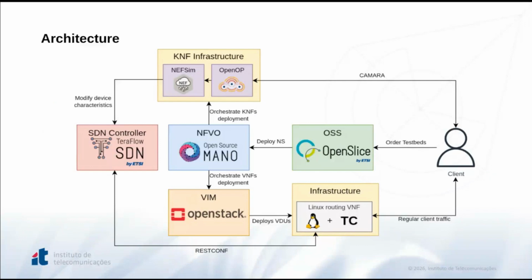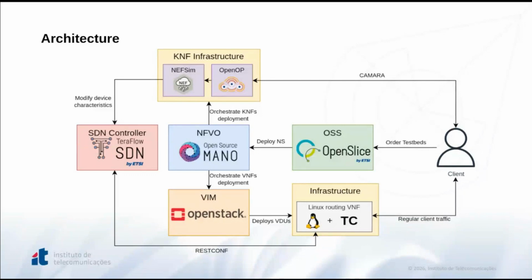Here we have a diagram of how it all fits together. Beginning with the client, it contacts the open source operation support system, which in this case is OpenSlice. It makes a service order for a network testbed. Internally, OpenSlice will talk to open source MANO to deploy the testbed. This results in the creation of a network service that is composed of two VNFs.